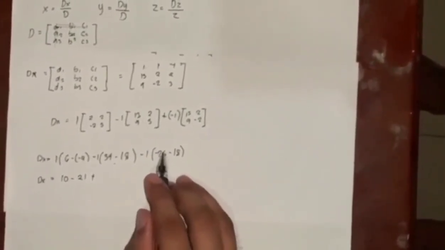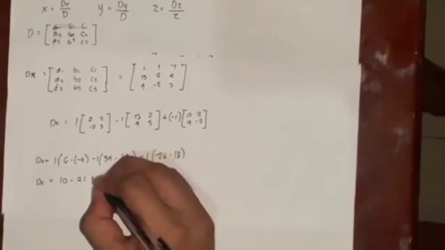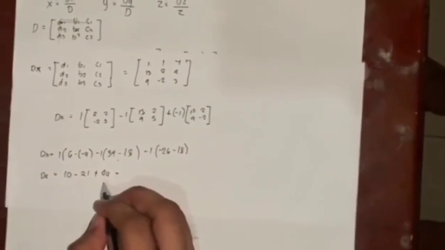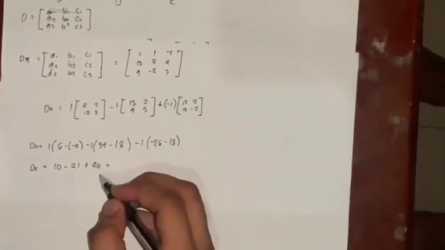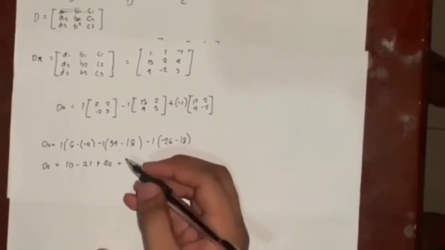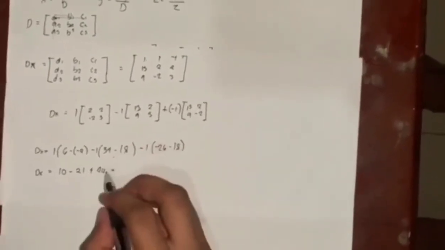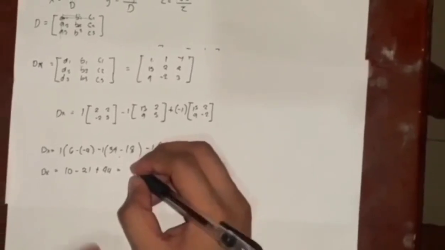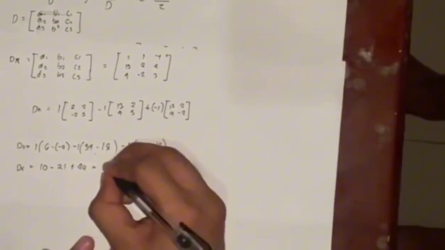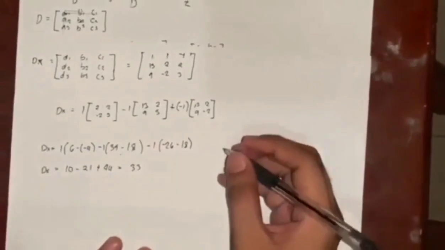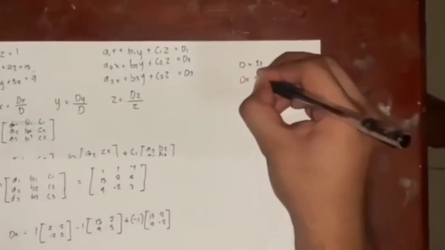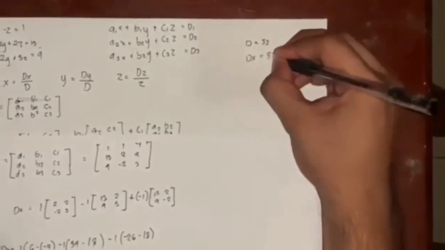Negative 44 times negative 1 equals 44, which is 10 plus 44 is equal to 54. 54 minus 21 is equal to 33. And we have the value of dx. dx is equal to 33.